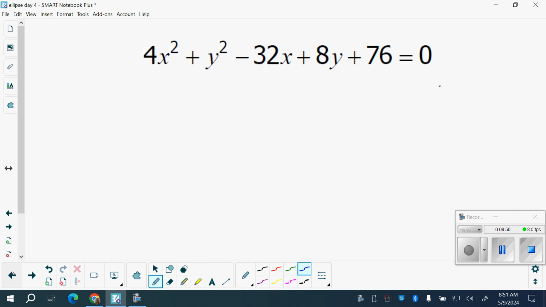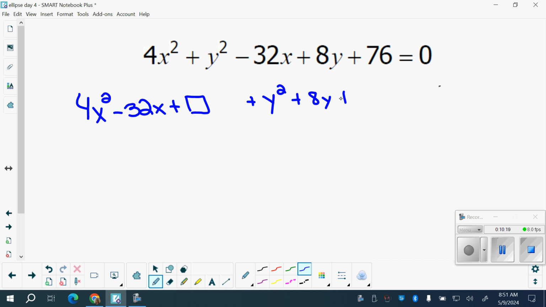Let's start by doing this. Get all your X's together and get all your Y's together. Are we ready to do that? Okay. So I'm going to start. I'm going to walk you through this one together. Then you'll try one on your own. So 4x squared minus 32x plus box. See what I did there? Because I know I got that 4, so I'm going to have a box. Plus y squared plus 8y plus box equals negative 76. I'm going to take a breath and make sure everyone's like, yep, that all makes sense.